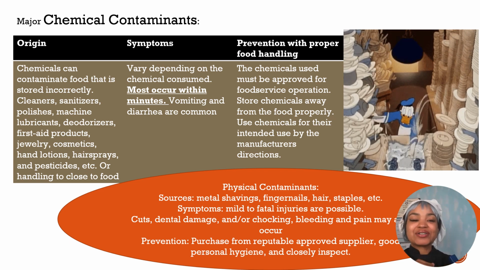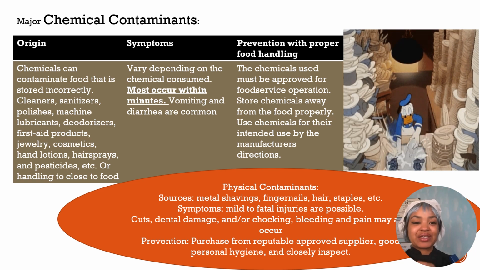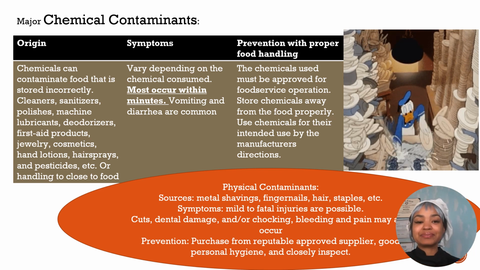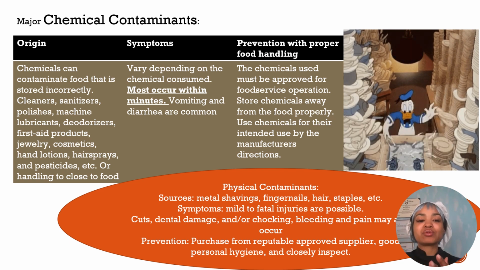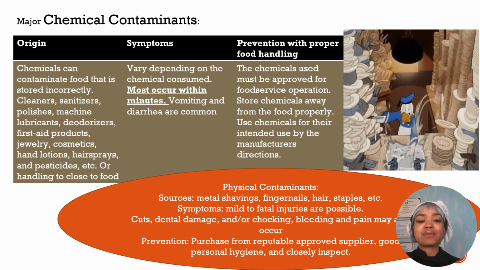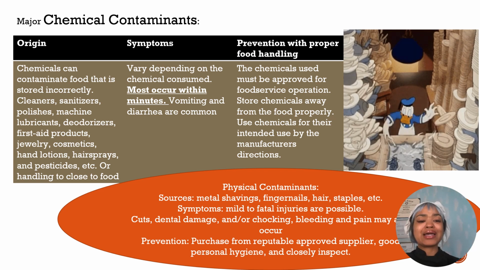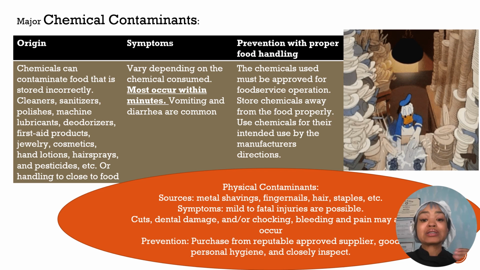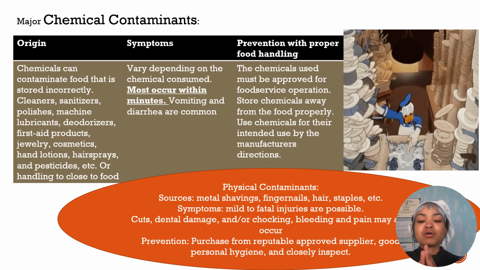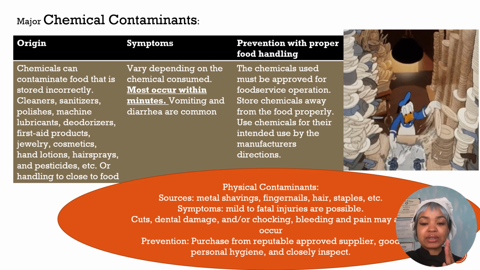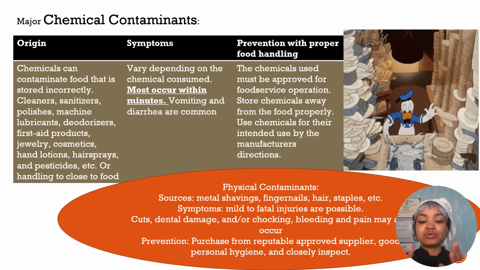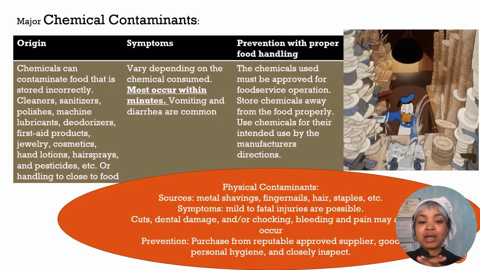Let's go to the origin of chemical contaminants. Chemicals can contaminate food that is stored incorrectly. Cleaners, sanitizers, polishes, machine lubricants, deodorizers, first aid products, jewelry, cosmetics, hand lotions, hairsprays, and pesticides, all that stuff, etc. All should be stored separately and securely away from your food supplies. Do not cross the two.